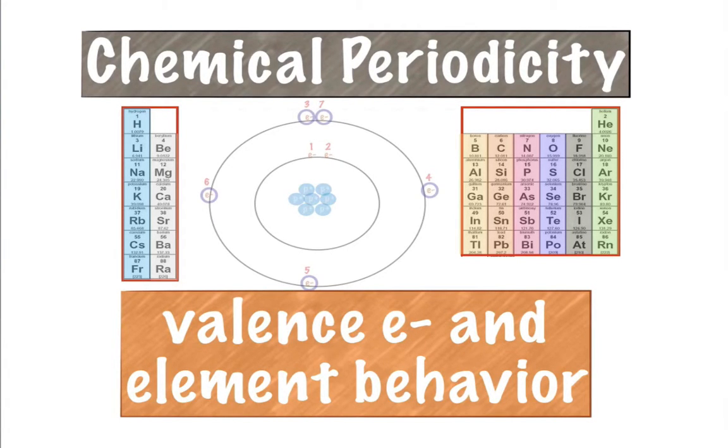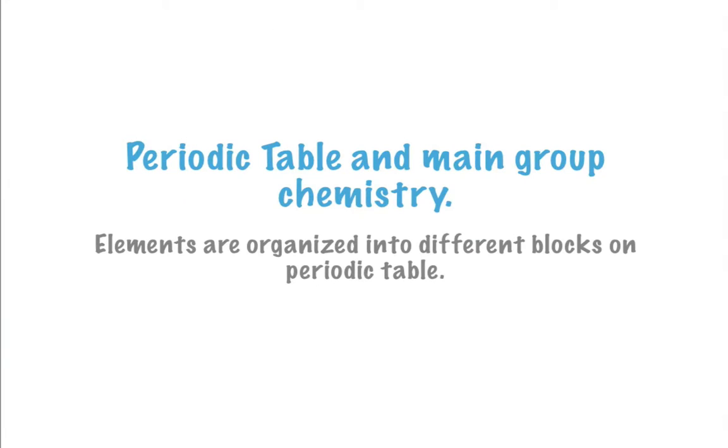In this video we're going to be discussing valence electrons and how they determine element behavior. So the periodic table and main group chemistry. We're going to be looking at the main groups in the periodic table. These elements are organized into different blocks on the periodic table, and we'll highlight those different blocks.